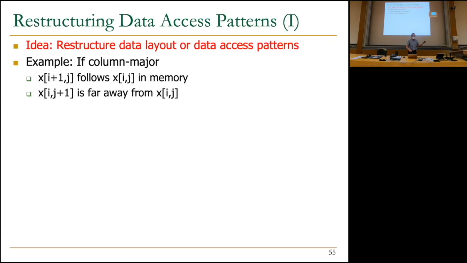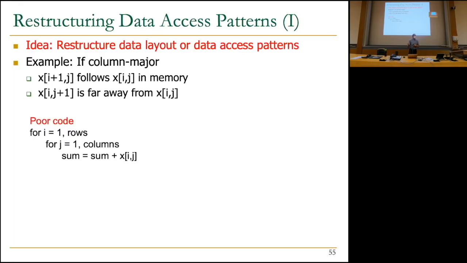We've seen matrices, for example. You may have a column major order. In this matrix, if you have a column major order, x[i+1, j] follows x[i, j] in memory, whereas x[i, j+1] is far away from x[i, j] because of the way the matrix is laid out in memory, column major. Consecutive rows are in consecutive places, and the same column is like that.